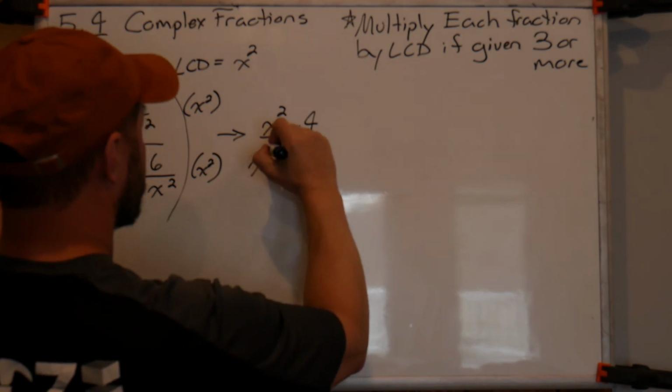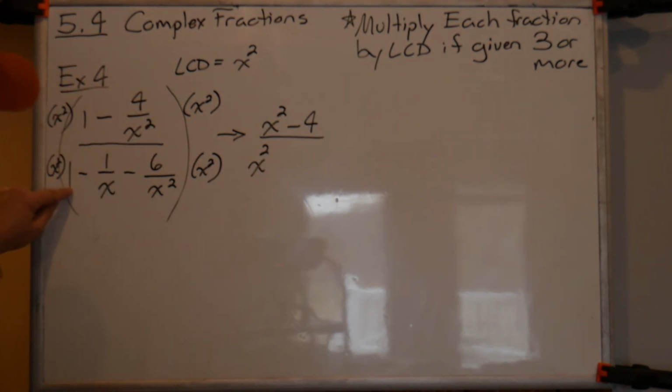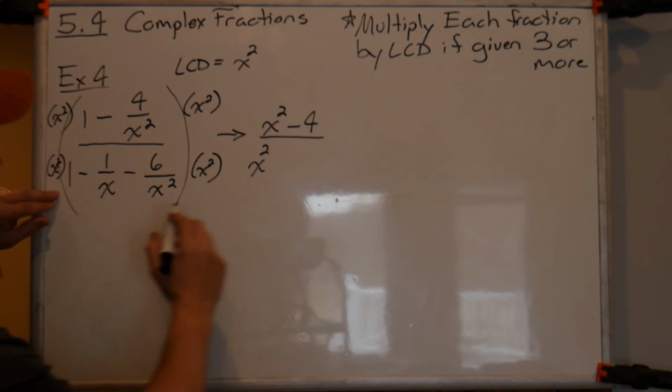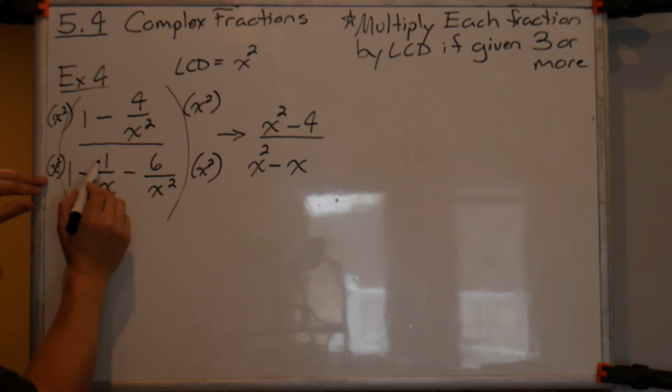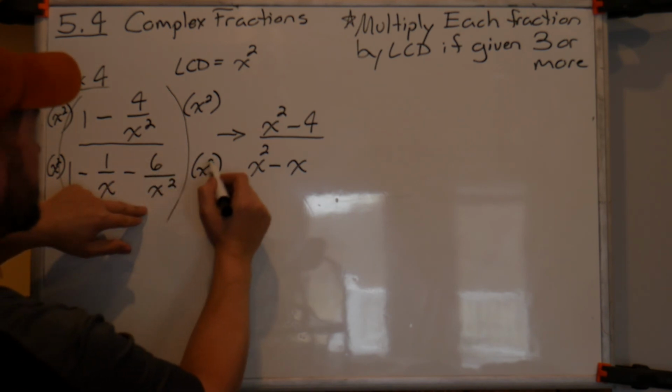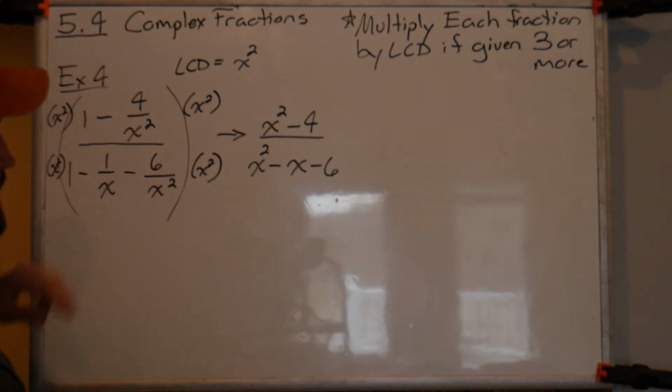Here, they just give me 3 of them. So I have x squared times 1. X goes into x squared x times. So I'm left with just a 1x. X squared divided by x leaves me with 1x. Because x times 1, 1x. X squared cancels out, leaves me with a negative 6.